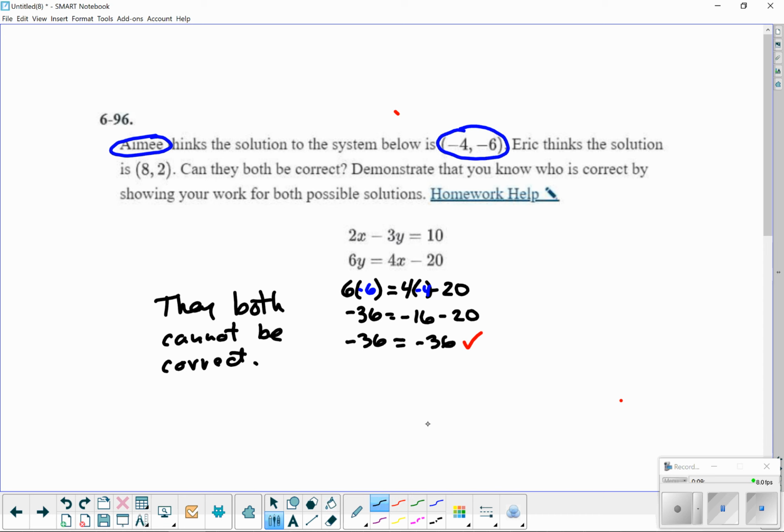Okay, check. Okay, let's look at the second one, top equation. So for Amy, 2x, so instead of x, we're going to put -4. Copy the rest down, minus 3y. Instead of y, we're going to put in -6. And that's equal to 10. 2 times -4 is -8. -3 times -6 is positive 18. And that comes out to be 10.